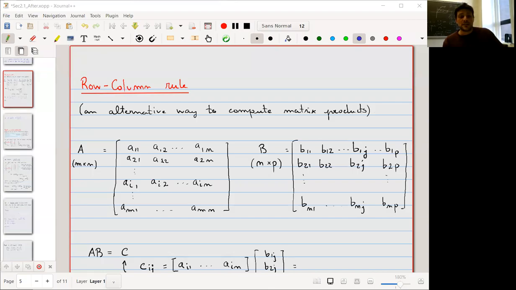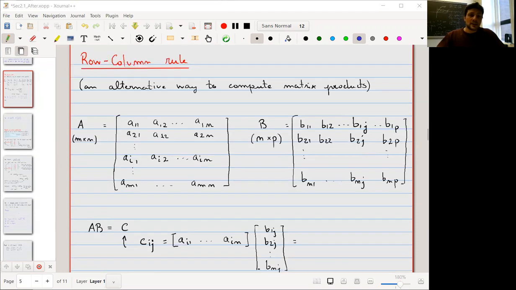Hello everyone. This video is about a faster way to compute matrix multiplication known as the row column rule. In addition to that, we'll see some properties of matrix multiplication. Let's have a look at how the row column rule works.